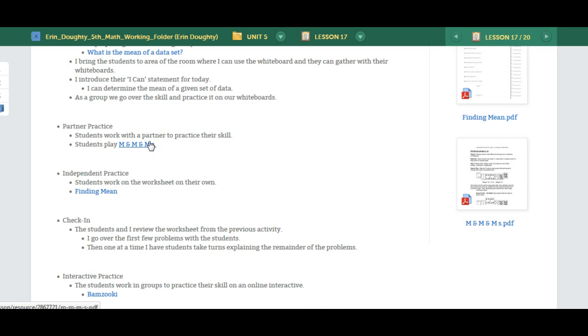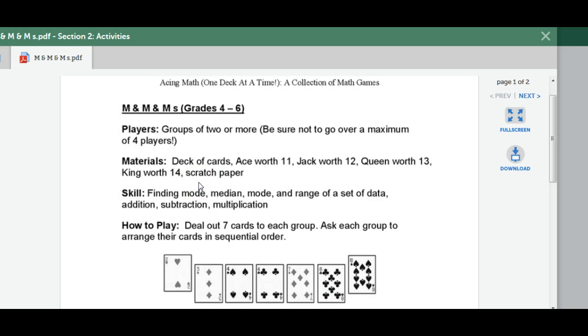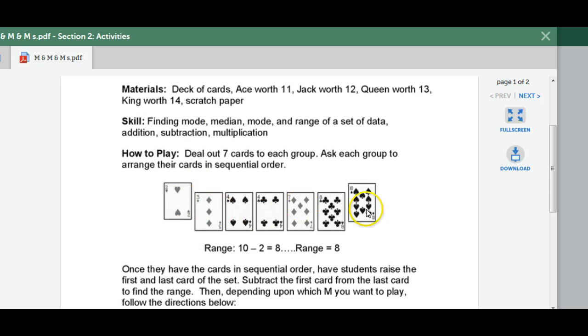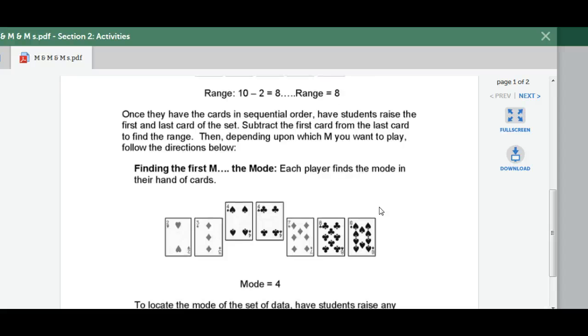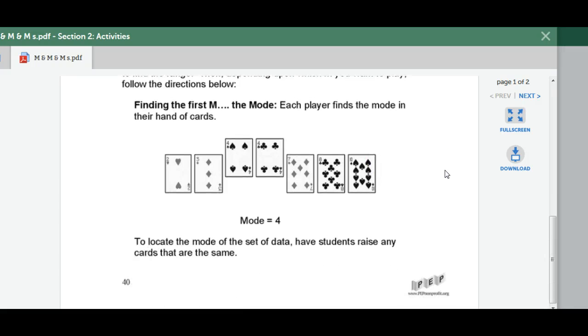The students practice this skill by playing a card game called M&M's, where the students flip over 7 cards and then they have to determine the mean, median, and mode for each one. The focus for this though is finding the mean.